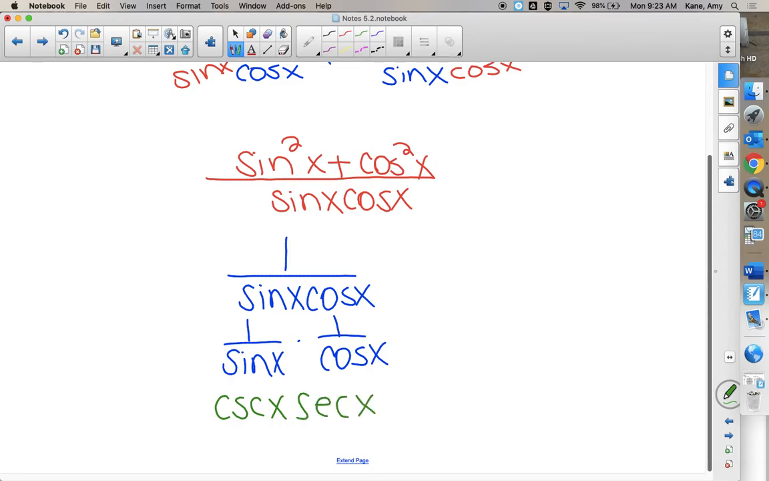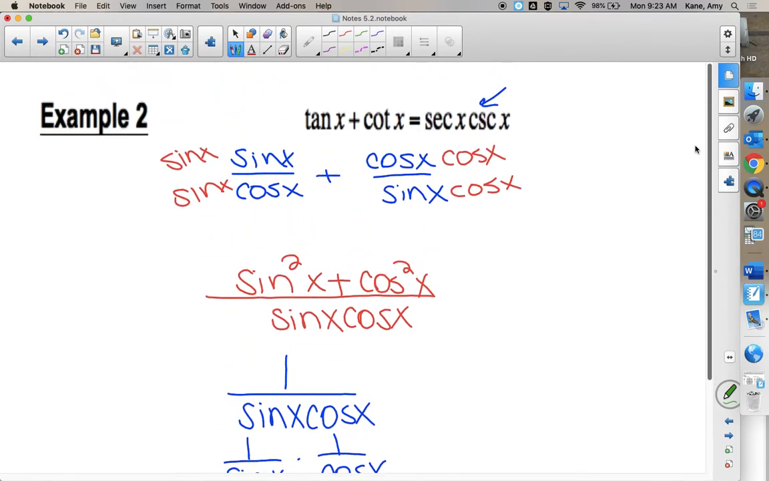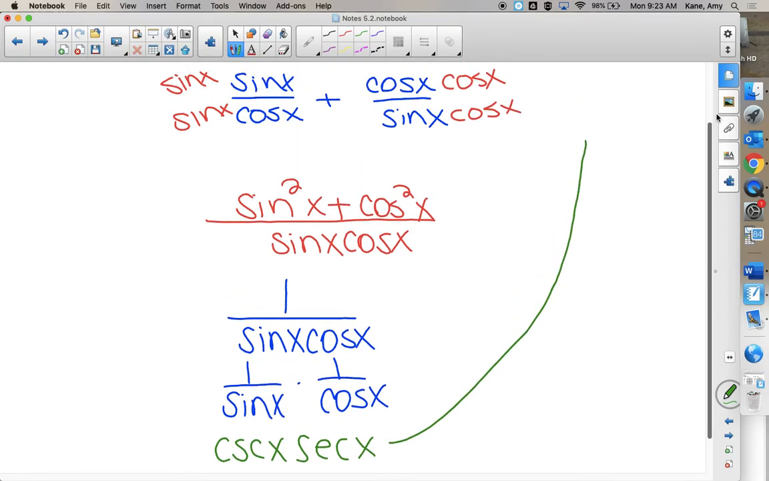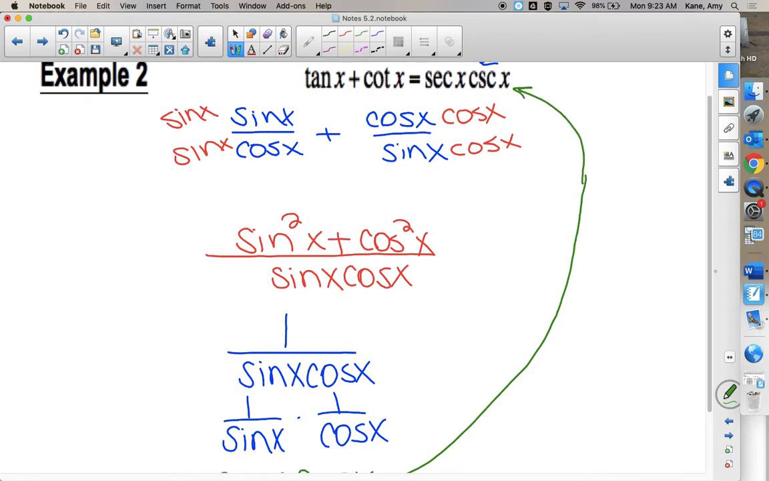Is that the same thing as the secant times the cosecant? Yes. If you have cosecant times secant, that really means secant times cosecant. Multiplication is commutative, it can switch back and forth. So we've now verified that the left side can become secant times cosecant.